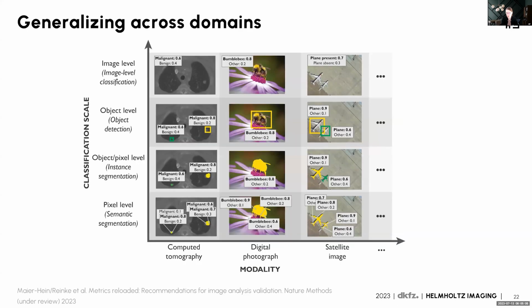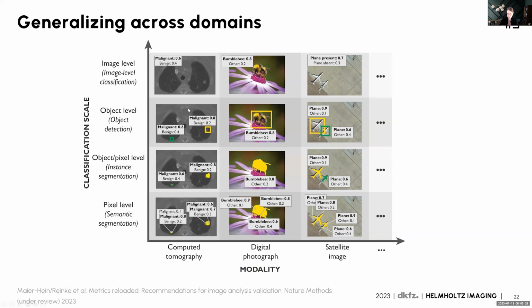So it's not important whether you have a medical image or just something like a standard photograph or satellite image. It's only important that we have an image and that we do a classification task. And here we define the classification at 4 different levels. So we start with the standard classification case, image level classification.